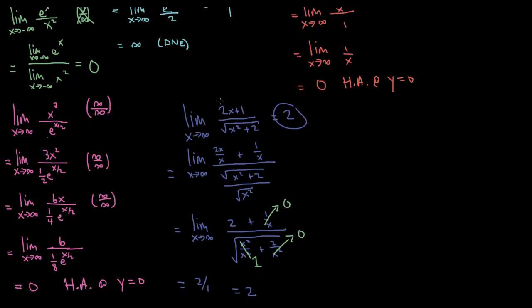Let's do the limit as x approaches negative infinity this time. Let's see, the square root of x to the 4th minus 1, over x cubed minus 1.